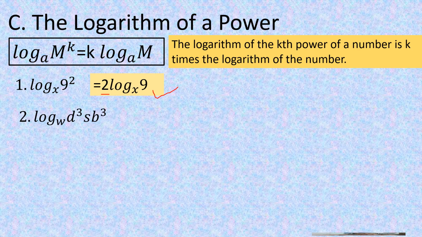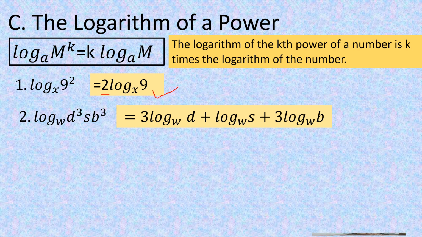Next, number 2. Log of d cubed, b cubed to the base w. Okay, so this step is considered already final. The 3 there is the power of d, so we will be placing it before the log of d to the base w.